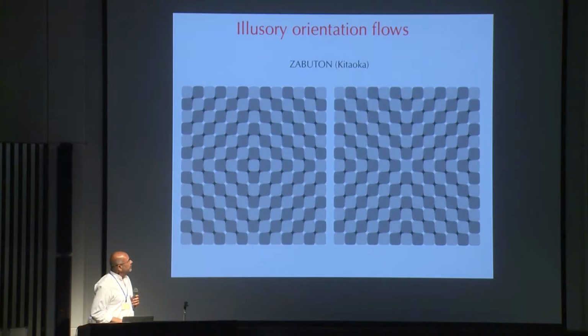And this functions so well, and since I'm in Japan, I had to use something from Kitaoka. So you should be able to see this as convex and this as concave. Everybody see that? Well, all of these orientation flows are completely illusory. These lines are actually all horizontal and vertical. So you can get the shape from illusions also.